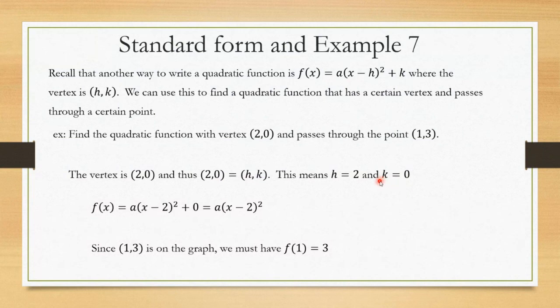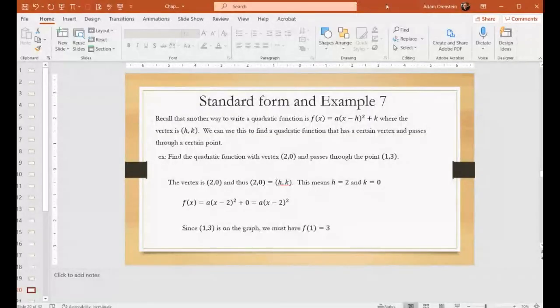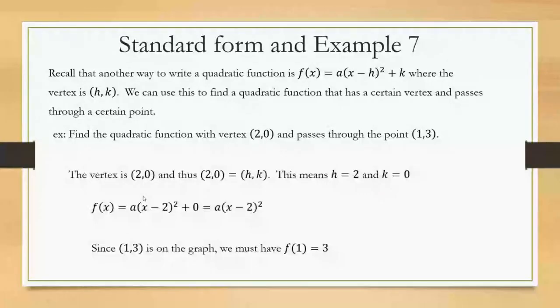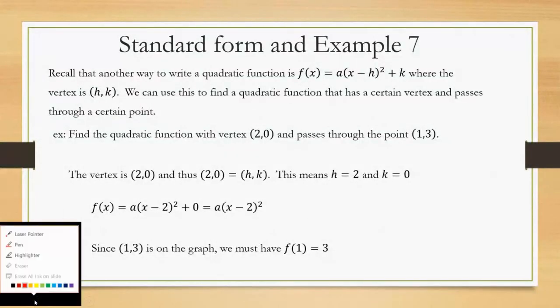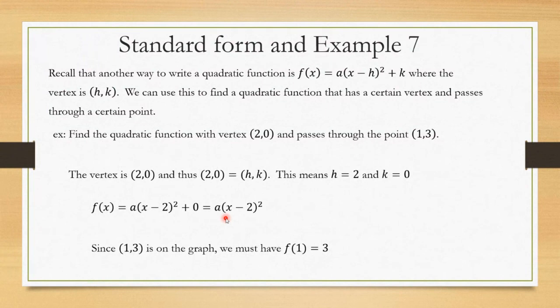And so from here, we know what h and k are. So right away we know that f of x is a times x minus 2 squared plus 0, which is a times x minus 2 squared. All right, good. So we know that at least. Now are we done? Well, no, we don't know what a is, but we do know something else.